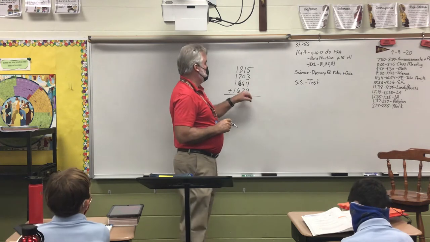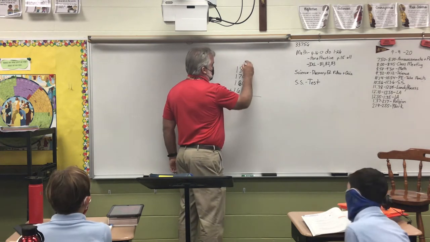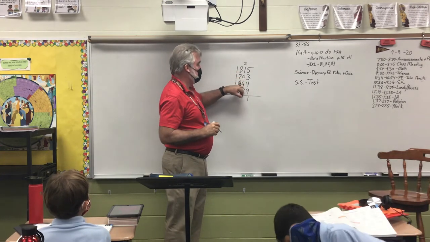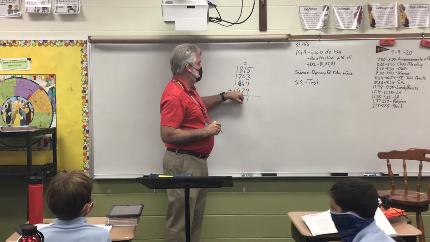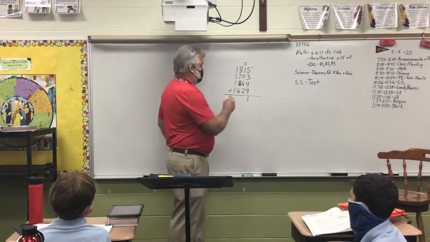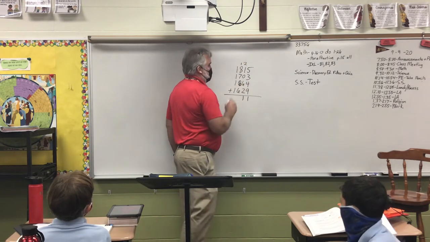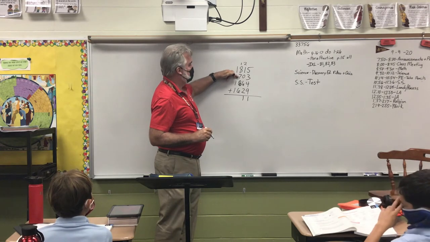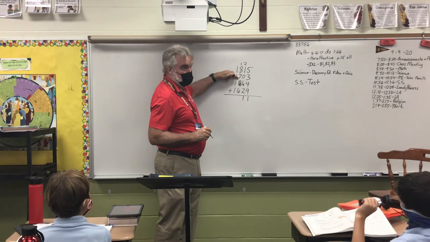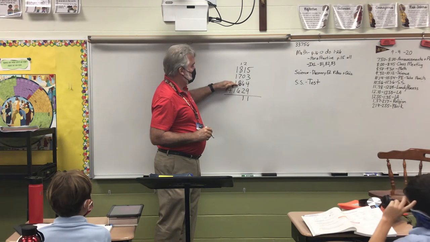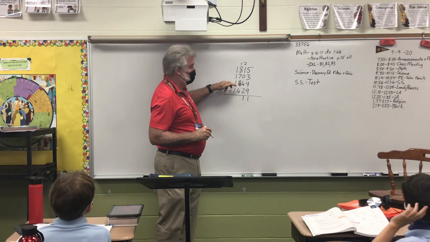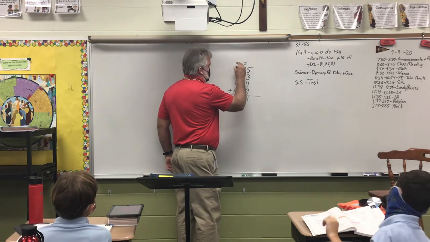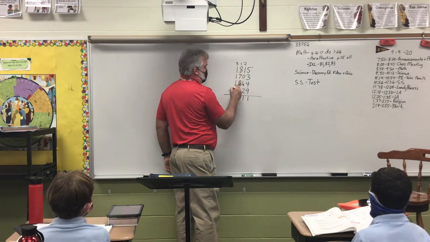5 and 3 is 8, plus 4 is 12, plus 9 is 21. Carry the 2 up. 2 plus 1 is 3, plus 0 is 3, plus 6 is 9, plus 2 is 11. 1 down, 1 up. Then I've got 8 and 1 is 9, plus 7 is 16, right? Plus 8 is 24, plus 6 is 30. Put the 0 down, carry the 3. 3, 4, 5, 6, 7.